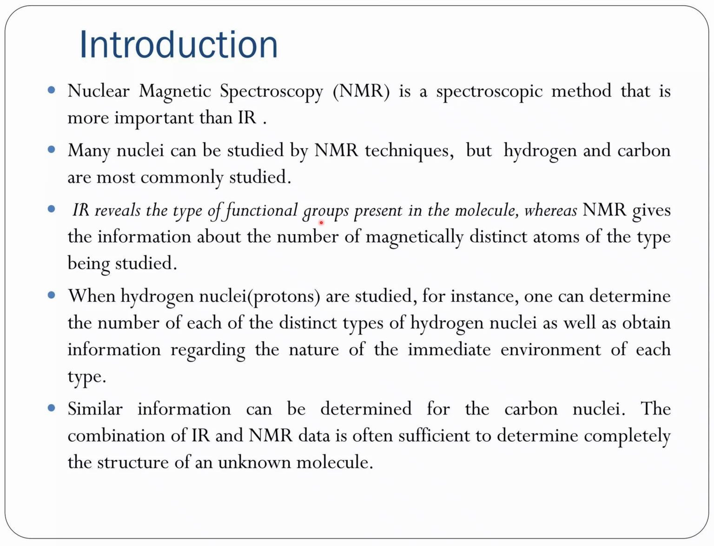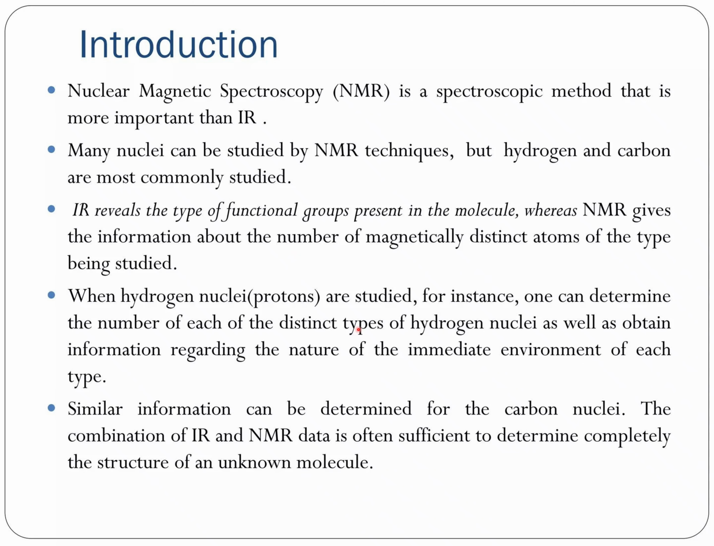IR reveals the type of functional group present in the molecule, whereas NMR gives information about the number of magnetically distinct atoms of the type being studied. That means NMR gives us a full idea about the structure of any chemical compound, whereas in IR, UV spectroscopy, atomic absorption spectroscopy, or fluorometry, we just see the different functional groups or determine the concentration, but in NMR we actually get the overall structure.